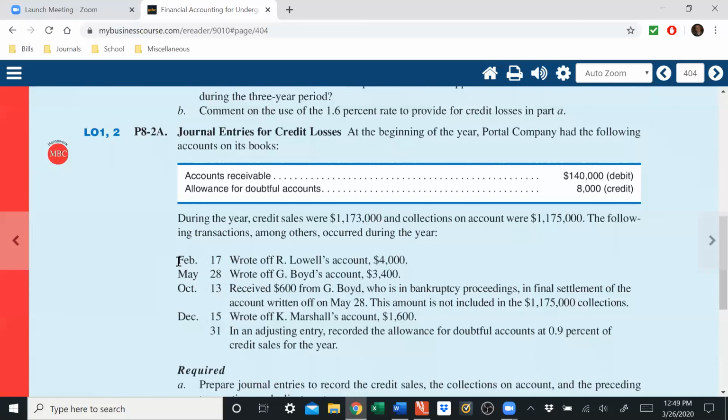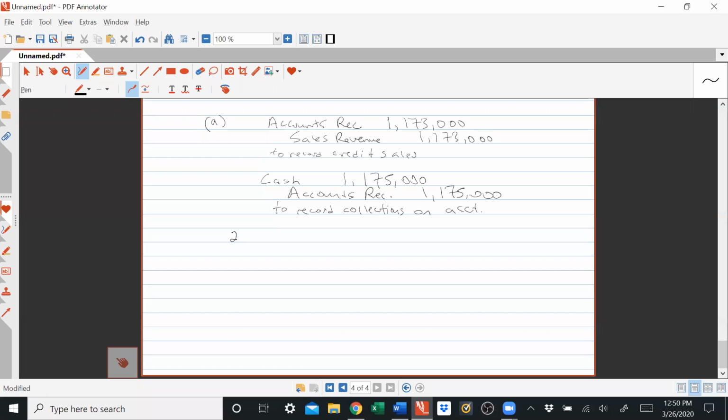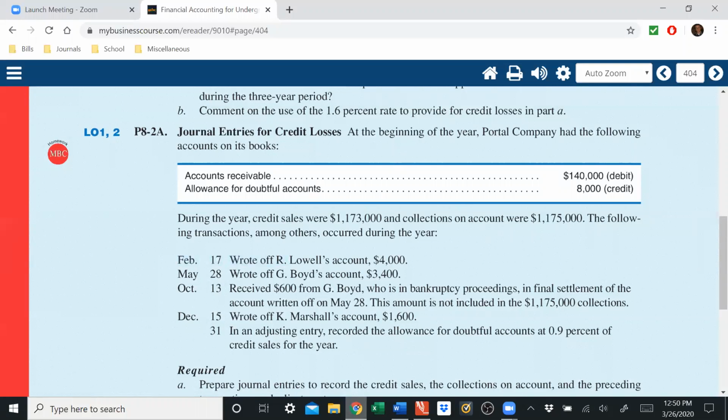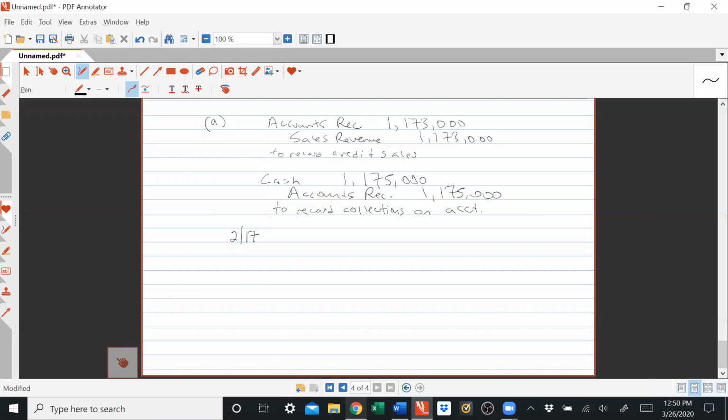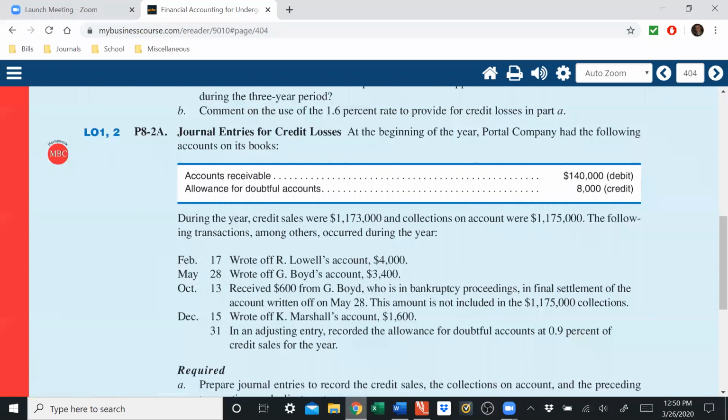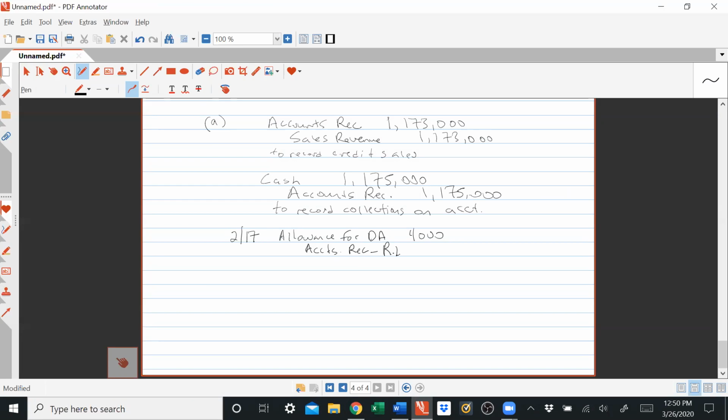Now we need to make a journal entry for February 17th, and then May 28th, and so forth. February 17th, we write off R. Lowell's account, 4,000. We know the entry for writing off an account. We write off the allowance by debiting the allowance, and we write off the account by crediting accounts receivable. And whose accounts receivable is it? R. Lowell.